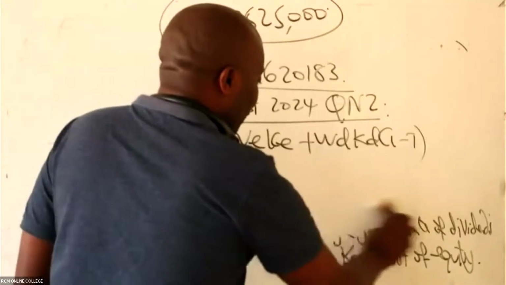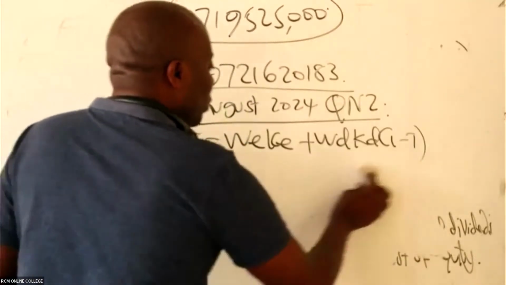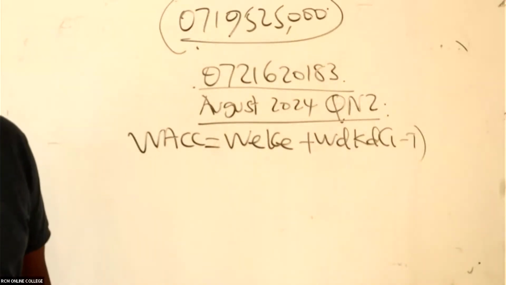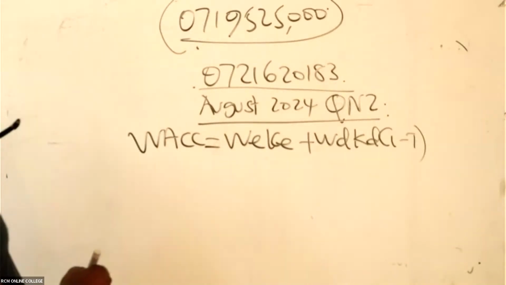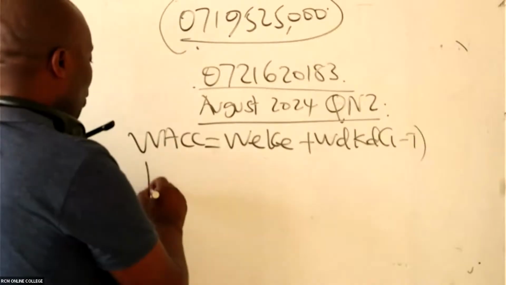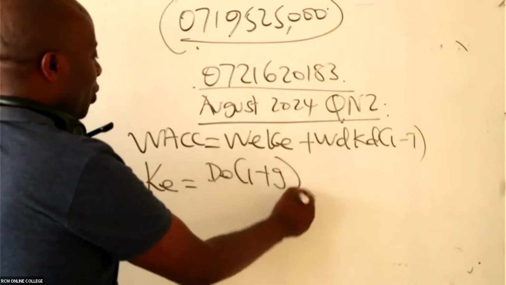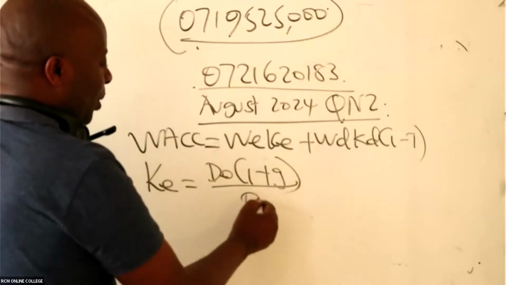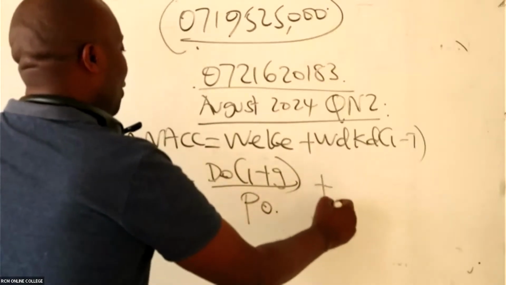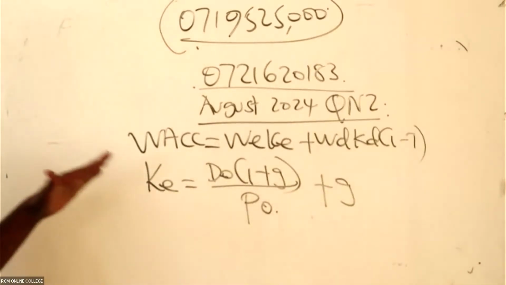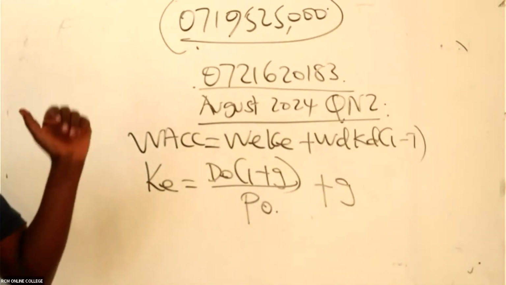Of course, you can remember this, and then you remember very well that what these questions want us to provide here is the cost of equity. So how do we get this cost of equity? Cost of equity will be D0 into 1 plus g, all over P0. Now remember, you must have two growth rates there.